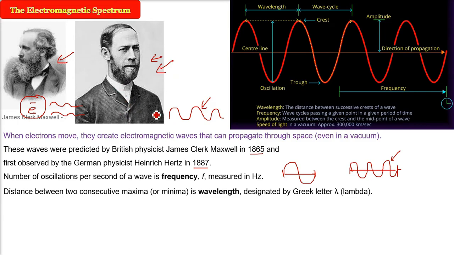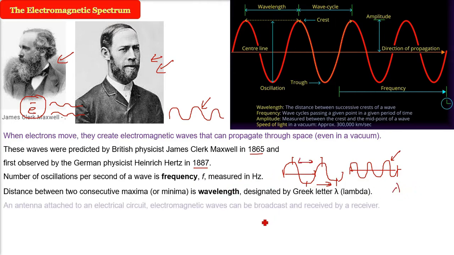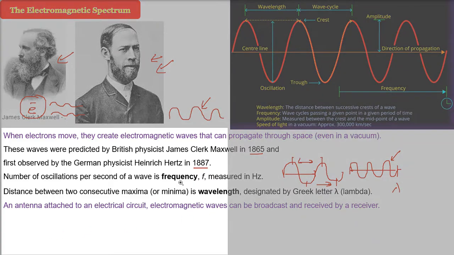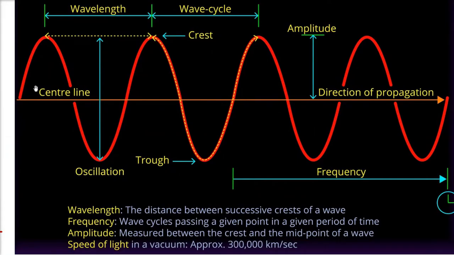Now wavelength is the distance between two consecutive maxima, minima, and this is written by the Greek letter lambda. So let me just give you more idea about it. This is the wave and this is the direction of propagation. Just assume a center line through which it propagates.